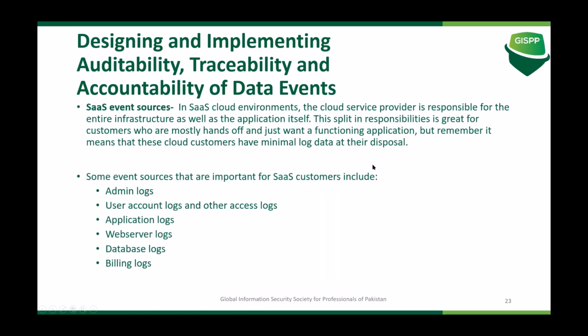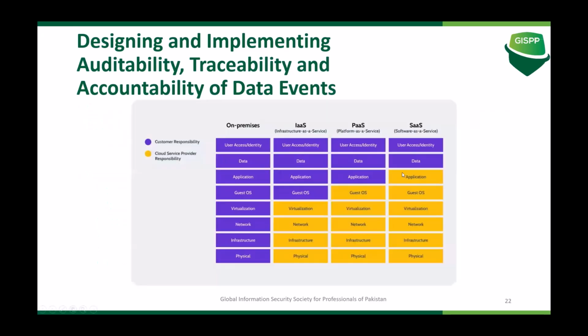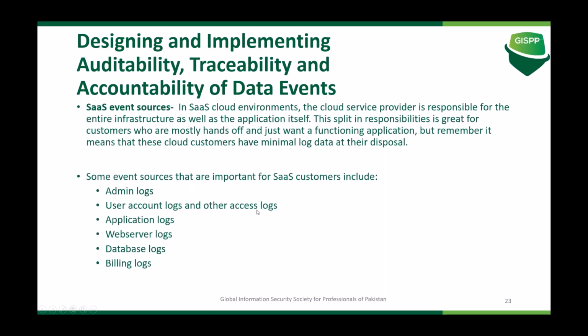What we can get is, this split in responsibility is great for customers who are mostly hands-off and just want a functional application. But remember, it means that these cloud customers have minimal logs at their disposal. As you can see from this picture, the only logs that a client will probably have are from these 2 areas. And what those logs might be: admin logs, who is logging into my Office 365 environment, user account logs, and other access logs. Office 365 is very integrated with Active Directory, right? So those logs you can get. Maybe some application logs, some web server logs, database logs, and billing logs. So the logs that you will get in the case of SaaS services are very limited.